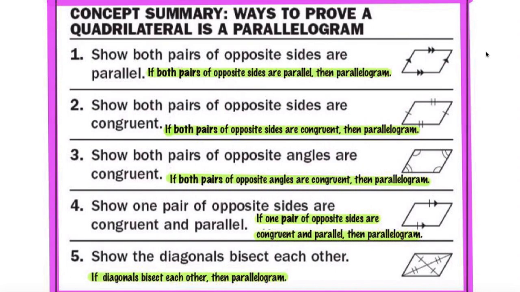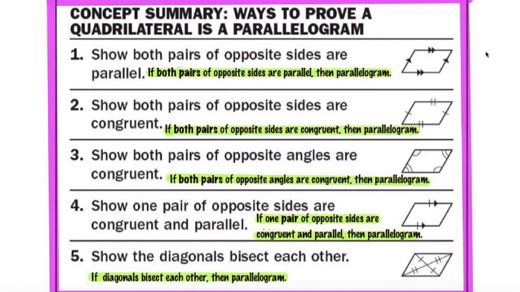The second option is to prove that both pairs of opposite sides are congruent. So if you're able to do that, then you can say that you have a parallelogram. If we were doing this with coordinates, we would be using the distance formula 4 times. If we were proving the first method with coordinates, we would be doing the slope formula 4 times.